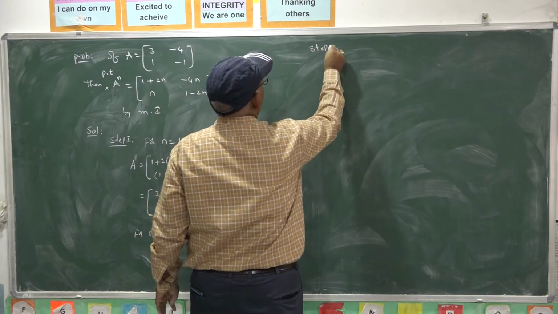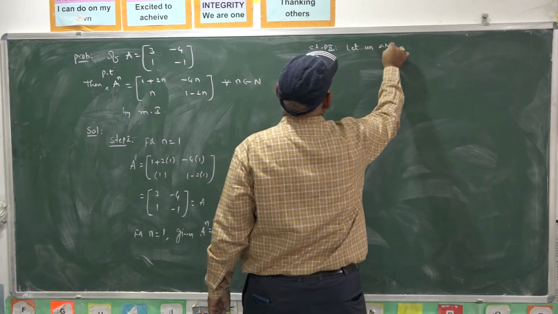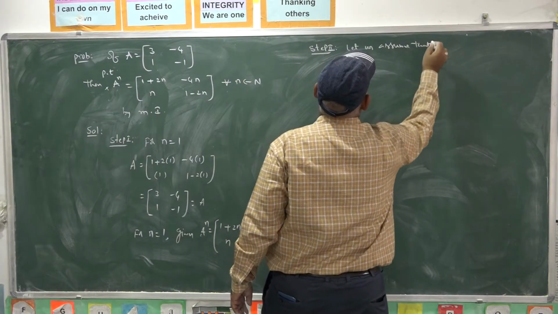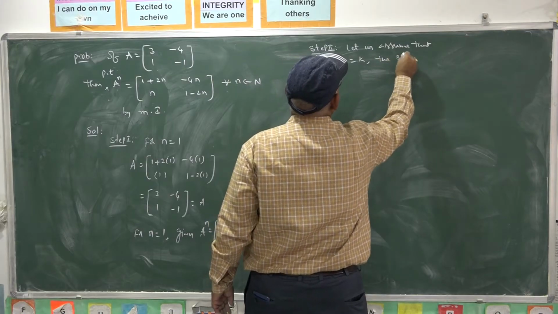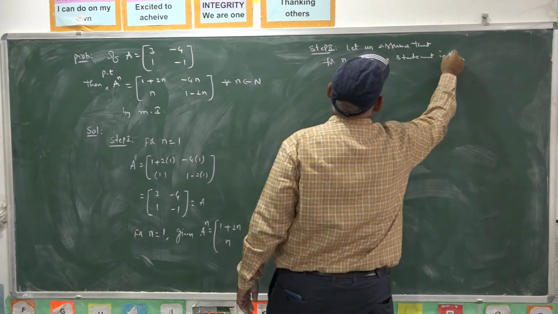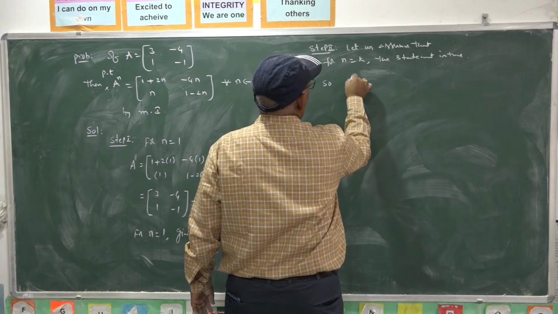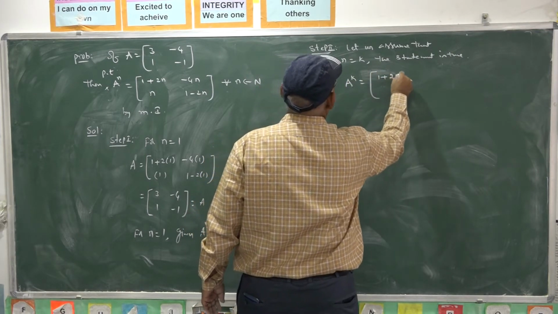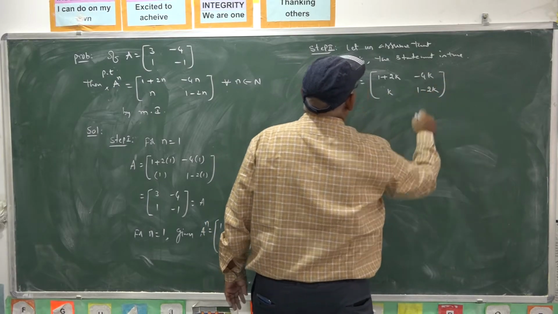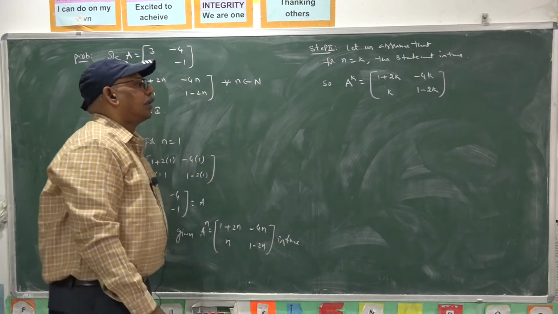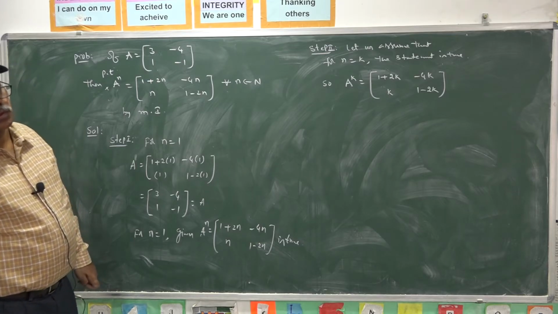In the principle of mathematical induction, the assumption step. Let us assume that for n equal to k, the statement is, what is the statement? A power n is this. So A power k is 1 plus 2k, minus 4k, k, 1 minus 2k, k being a positive integer. Let us assume that A power k is 1 plus 2k, minus 4k, k, 1 minus 2k.